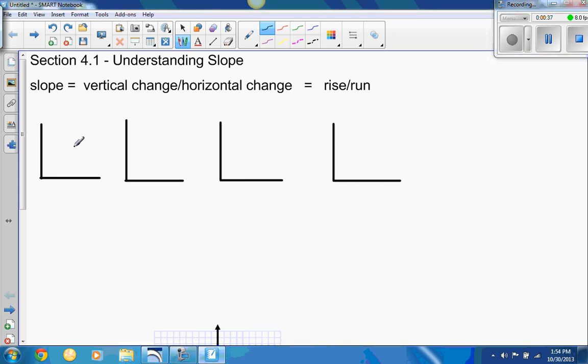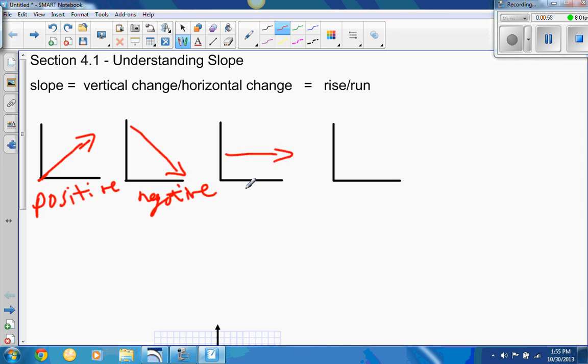If I had a line running like this, that would be positive slope. It's starting low at the left and going uphill to the right, that's positive. If it starts in the top left and goes downhill, that's negative. If it goes just sideways, that would be zero slope. And if it goes up and down like this, that is undefined. It's not possible to have a slope that goes 100% straight up and down. Undefined, okay? Mathematically impossible to find.